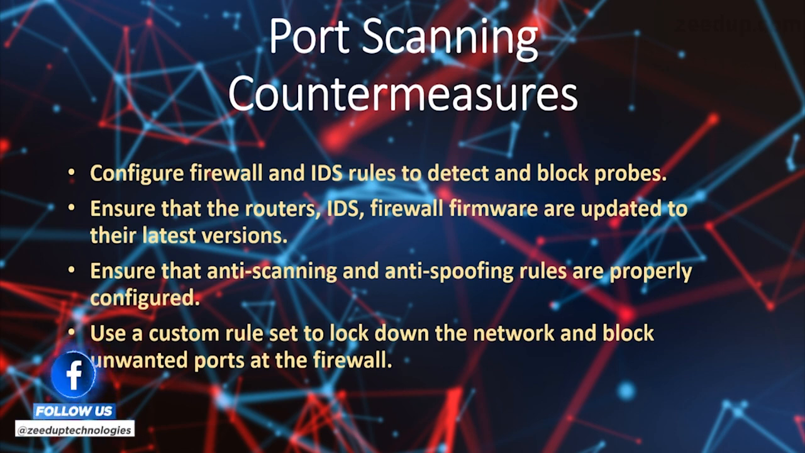Then ensure that anti-scanning and anti-spoofing rules are properly configured. If we want to protect ourselves from IP spoofing and IP decoy, we have to ensure that the anti-scanning and anti-spoofing rules are properly configured. And the final one is to use a custom rule set to lock down the network and block unwanted ports at the firewall. It is very good practice to block unwanted ports at the firewall, because it provides more security to the target organization that is behind the firewall.